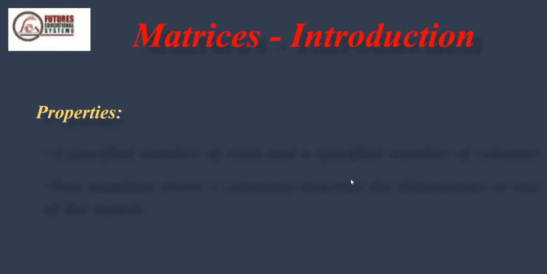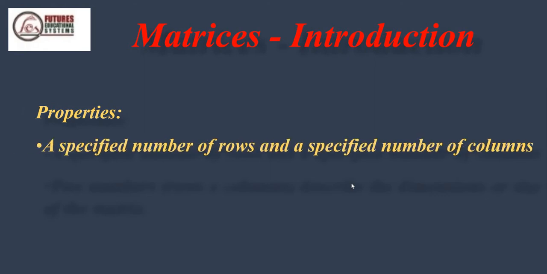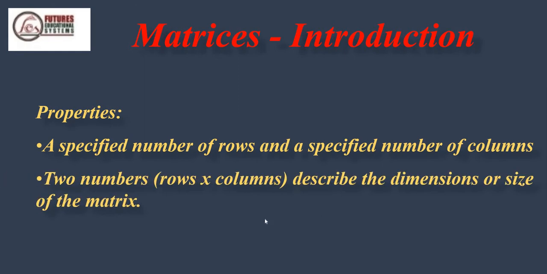Matrices. Introduction. Properties. Specify the number of rows and the number of columns. Two numbers, rows multiplied by columns, describe the dimensions or size of the matrix.